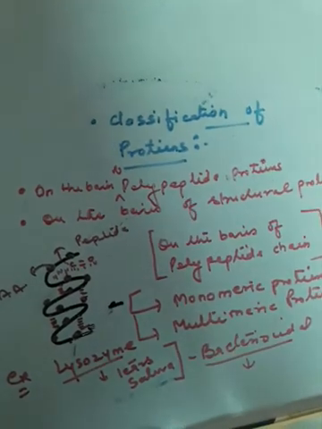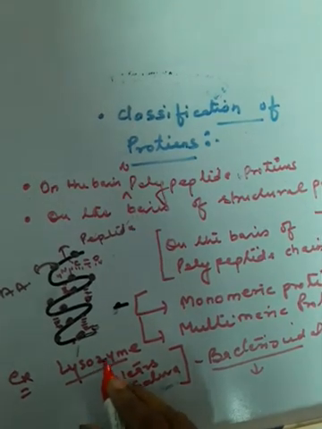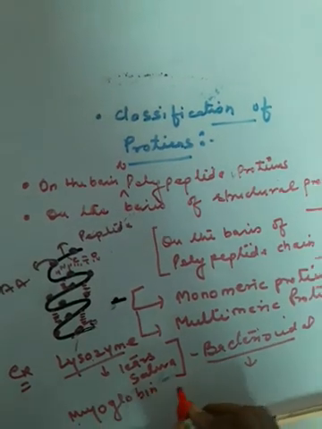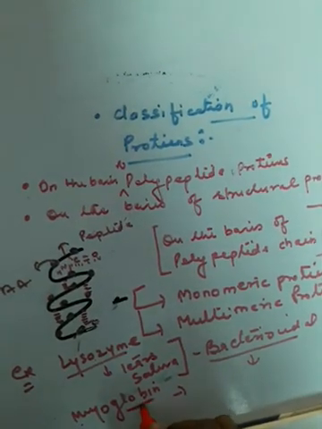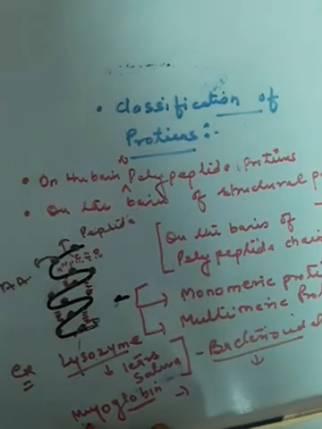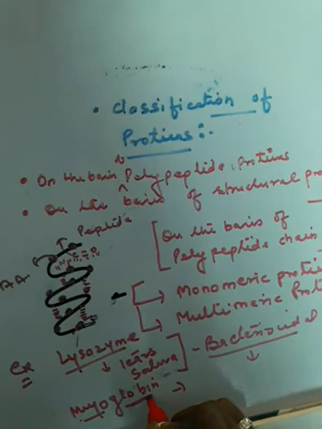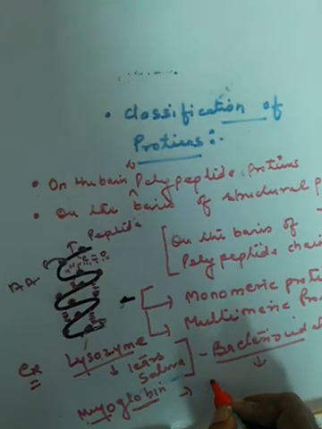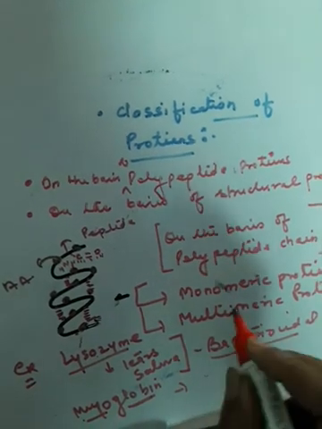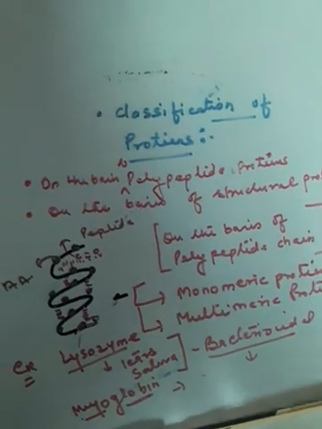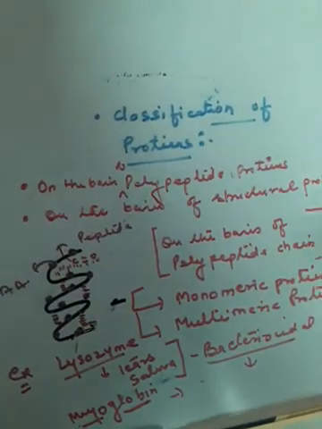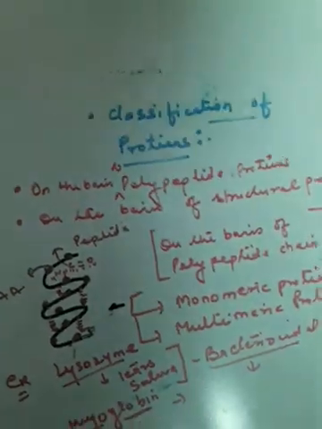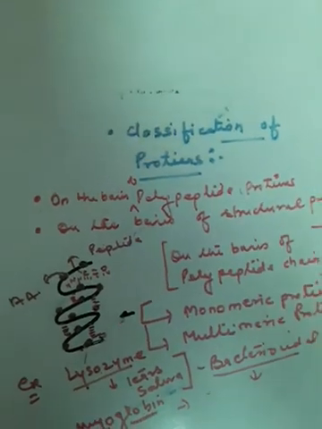Lysozyme. The second is myoglobin. Here, globin is the protein part. Myoglobin is found in the muscles. So myoglobin is also an example of a monomeric protein. I think you can easily define monomeric proteins and give their examples.